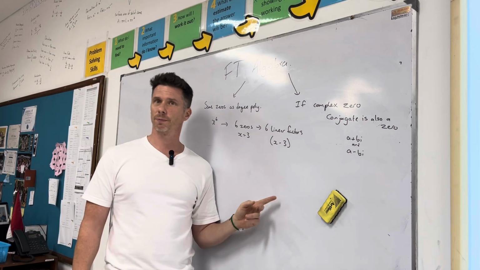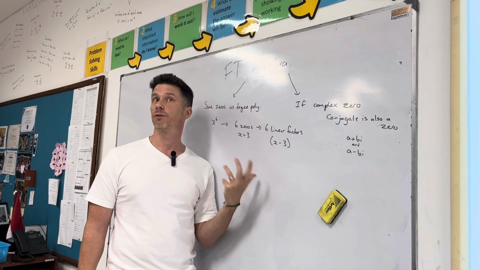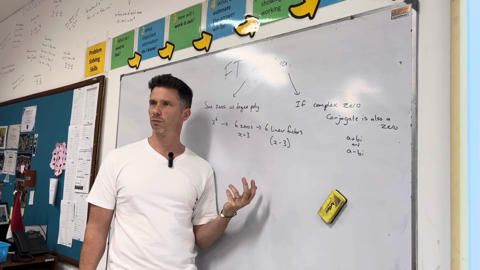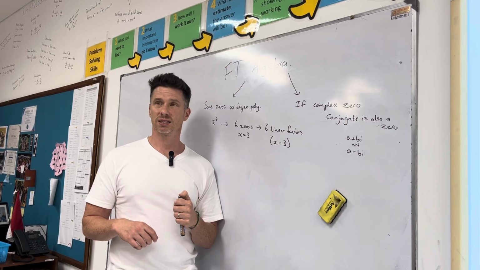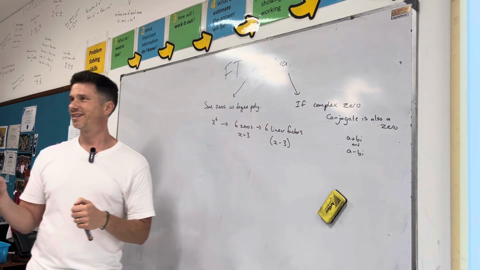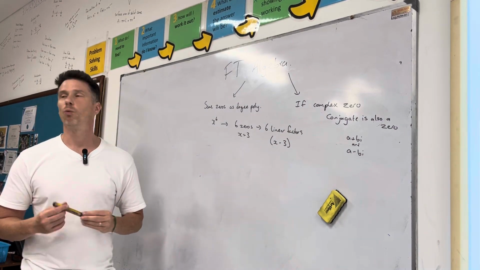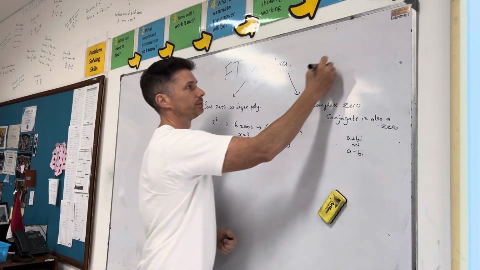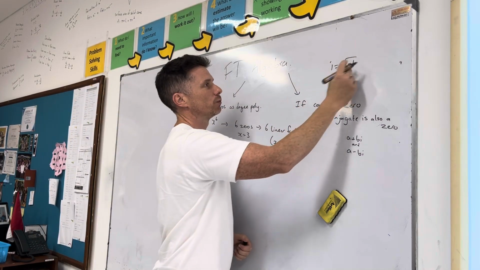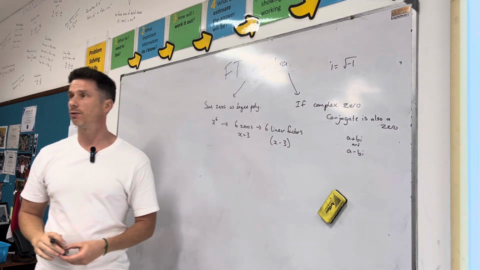And it comes from what? If you think of quadratics, where does it come from in the quadratic? Where does i come from? What is i? i is the square root of negative 1. So it comes from when we get a square root.